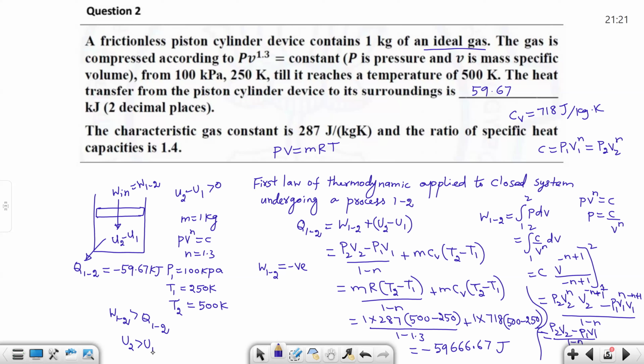Because the work input will be more than the heat which is going out in the process PV power 1.3. So we move to the next question.